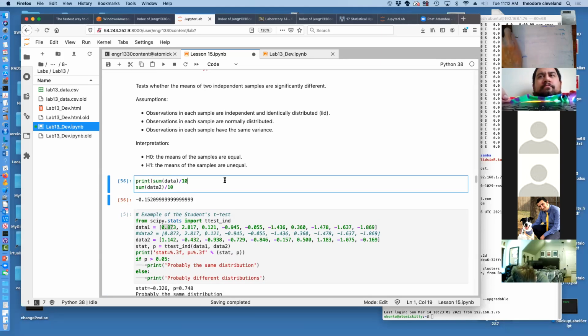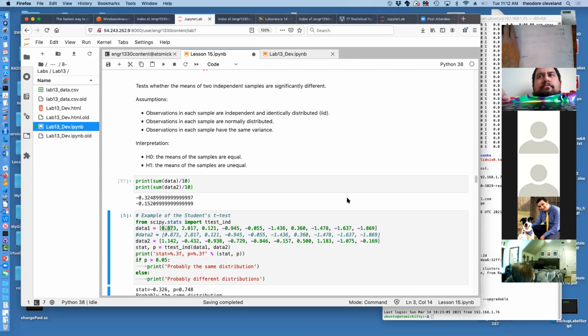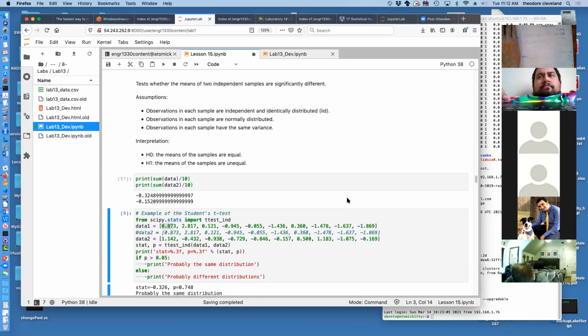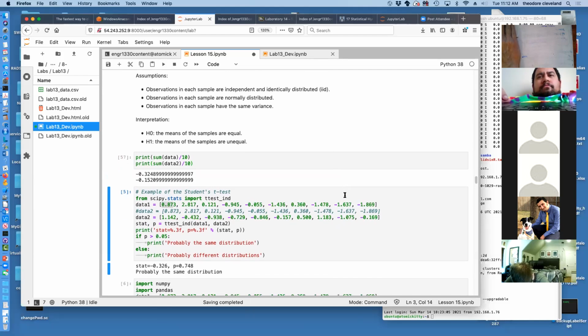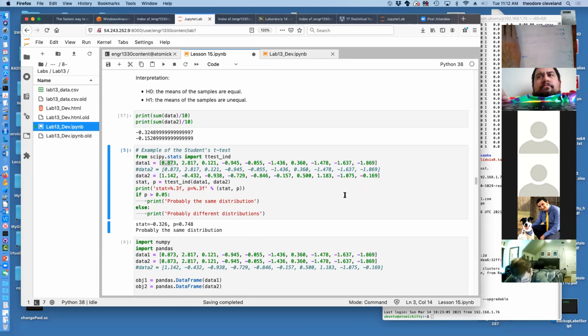Let me put this up on the screen so you can remember it. Minus 0.32 and minus 0.15. Nobody's answering, so assume your short-term memory performed as it usually does. Or more importantly, you don't want to take the risk on such little information. But we also could look at the variance. We could also attempt to plot it.